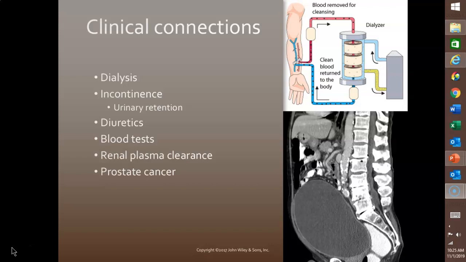Another method of dialysis is called peritoneal dialysis, and it uses the peritoneum of the abdominal cavity as the dialysis membrane to filter the blood. Now, the peritoneum, remember, lines the abdominal cavity, so it has a large surface area and a lot of blood vessels, so it's a really effective filter.